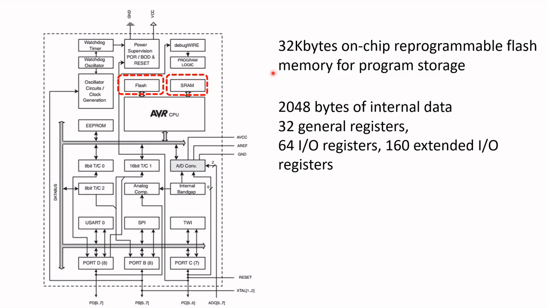And here is the SRAM. There are two KB of internal RAM. Again, this will represent the data memory, as mentioned earlier when I was talking about the Harvard architecture. Also available in the SRAM are 32 general registers, 64 input-output registers, and 160 extended input-output registers. And then finally, we have the EEPROM, and this is used for data storage. Now, I'll be going deeper into this in my future videos.